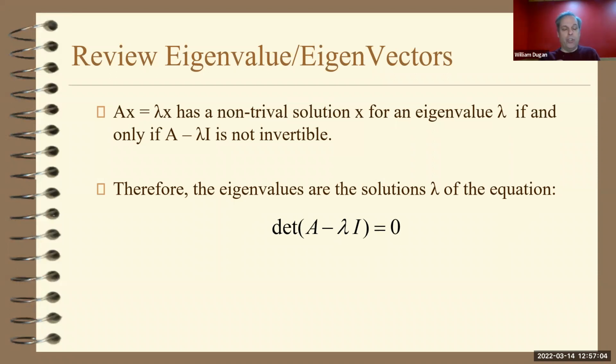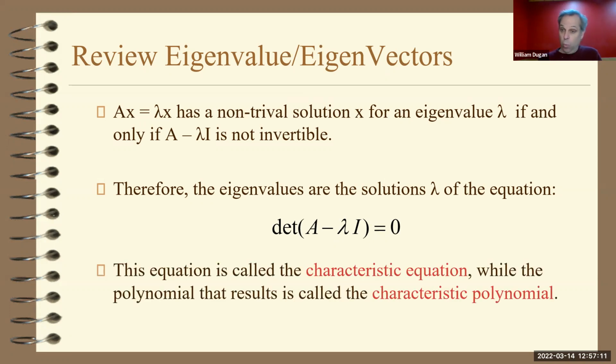Now, this equation, the determinant of A minus lambda times I equals 0, has two new definitions that go with it. One is called the characteristic equation. That's the entire equation. The other is the characteristic polynomial, because the left-hand side, the determinant of A minus lambda times I, is actually a polynomial in lambda when you compute the entire determinant. It's a polynomial of nth degree if the matrix A is n by n. So you have the characteristic polynomial, the left-hand side, and the characteristic equation, the whole thing when it's equal to 0.